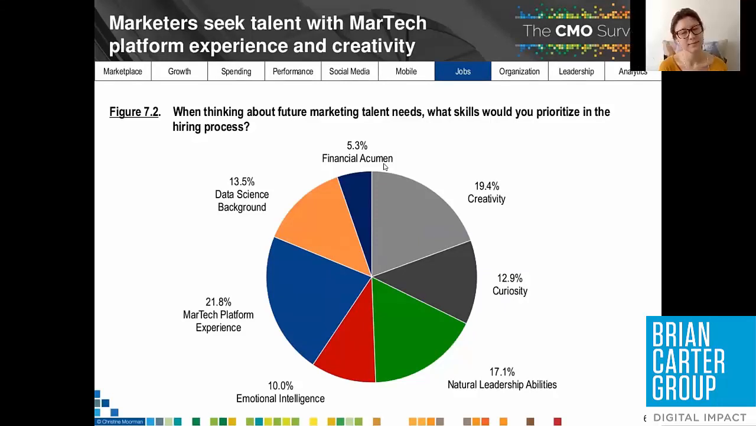Interesting. Yeah, the financial acumen makes sense. You're not hiring an accountant. On the other hand, if you have a data science background, you can probably do some math to figure out the ROI. Same thing with a lot of those MarTech platforms, you have to be relatively smart. It seems like creativity, curiosity, emotional intelligence, and leadership abilities are the other side. You've got geeky on the left and creative on the right. We definitely see that you've got the data or the platforms, and then you've got creativity, and the combination of those is where a lot of our results come from. So that makes sense.